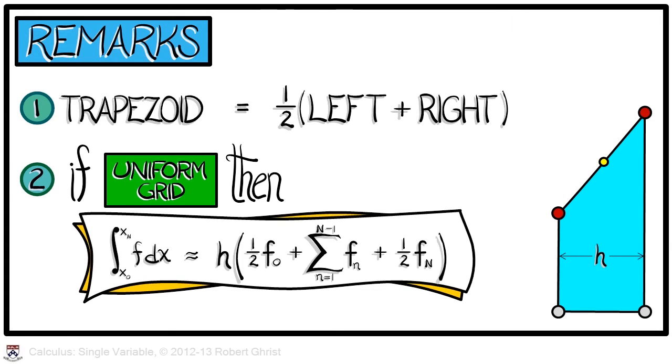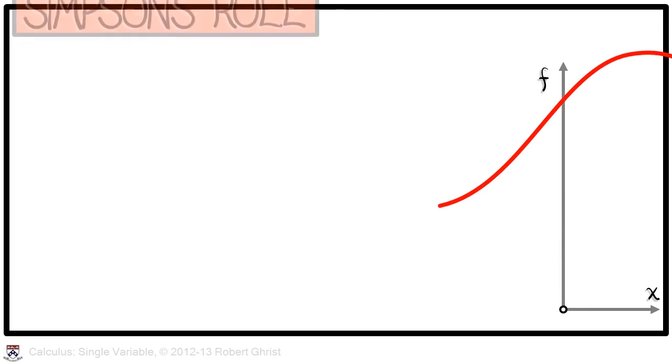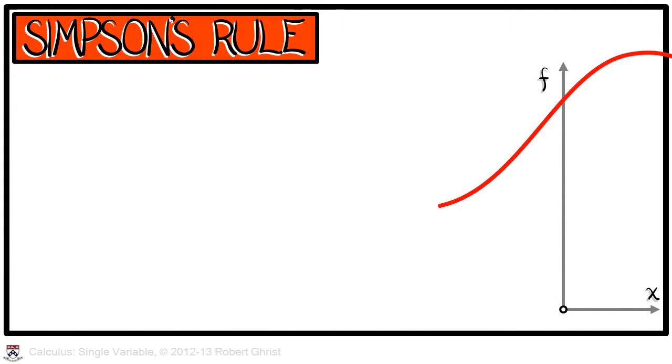It is this width or step size, h, times the following weighted sum of the function values, f. The first point is weighted with a coefficient 1/2. The last point, f sub capital N, likewise. All of the other interior sample points have weights 1, and so one simply takes the sum. This is a very simple formula, both to remember and to use. There's an even better approximation that is called Simpson's Rule.